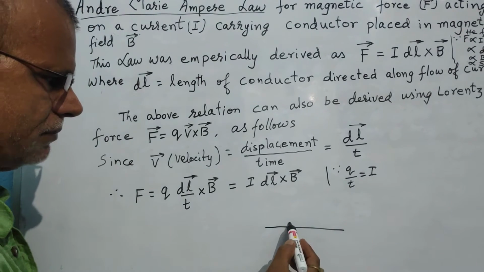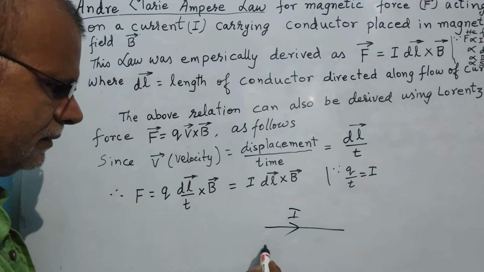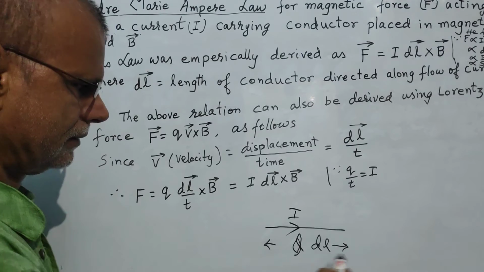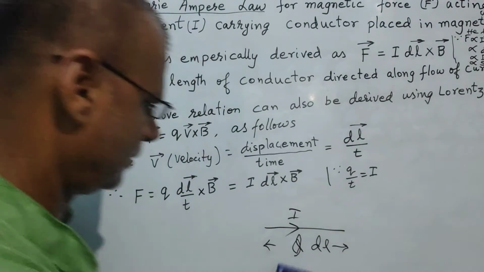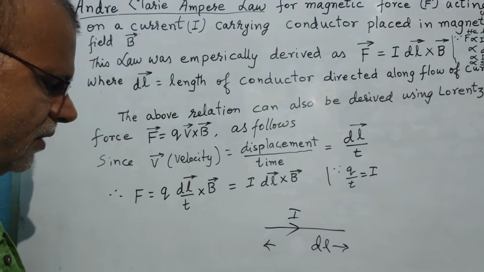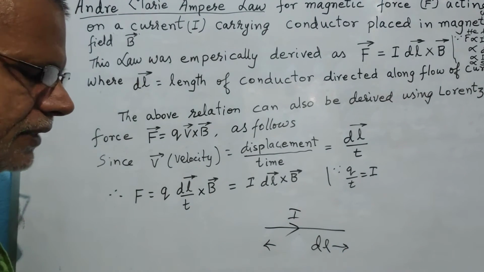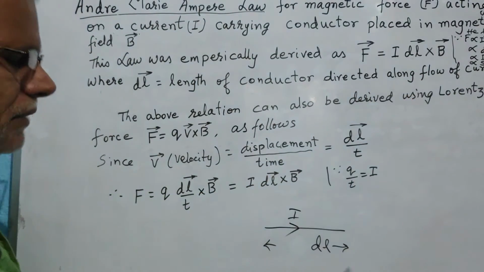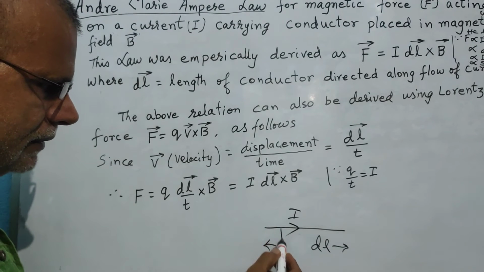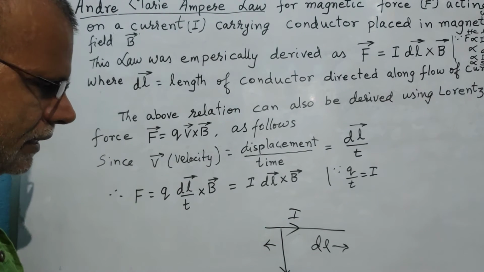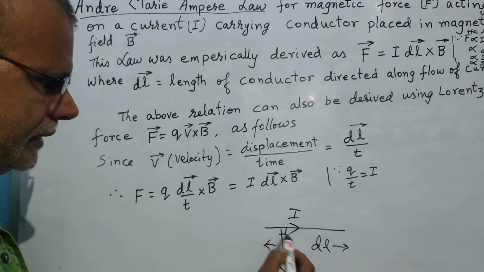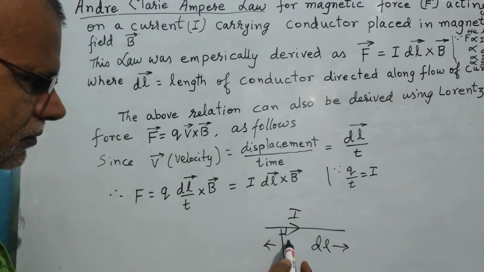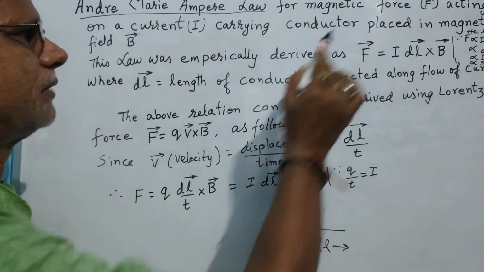If the conductor is having some conventional current I, and its length is dl, then the dl vector will be directed along the direction of current, and other things are very much clear. Say for example, the magnetic field is making 90 degrees with the direction of flow of current, then in that case sine 90 is 1. So we have a certain force given by that factor.